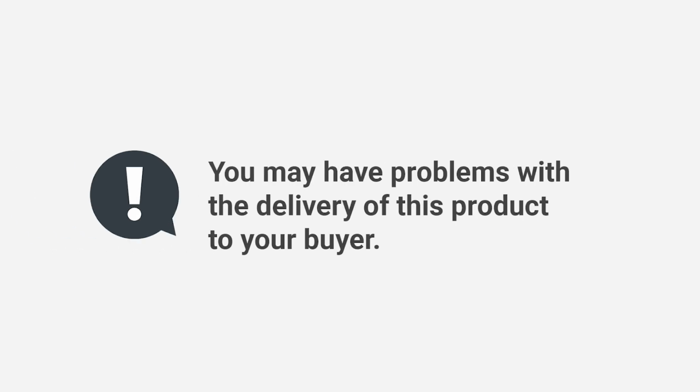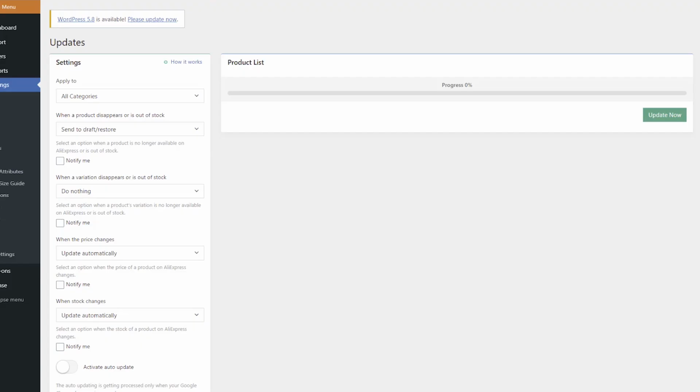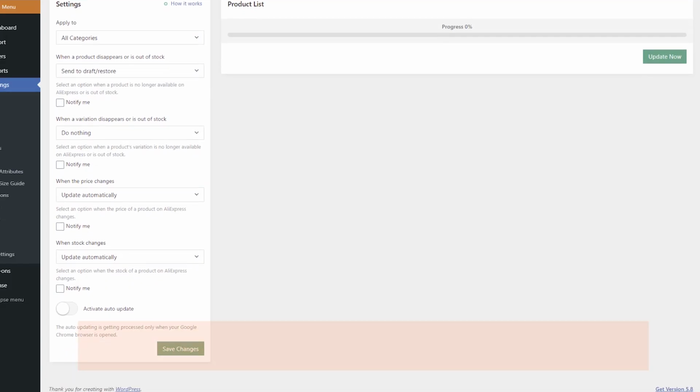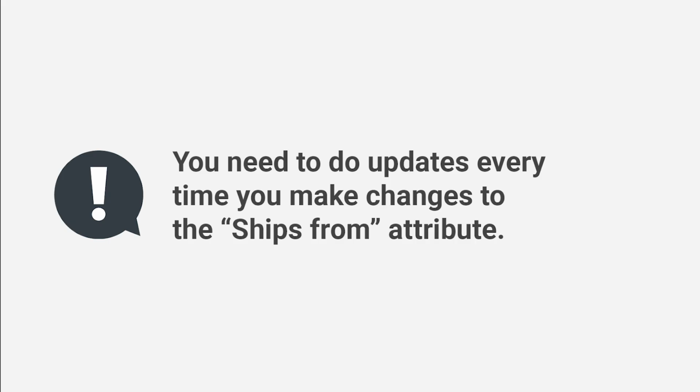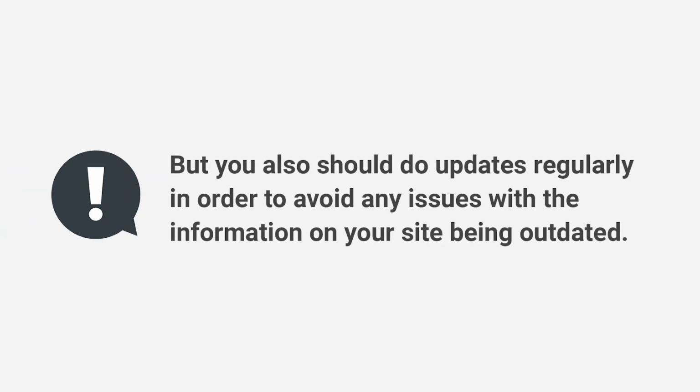So, if they order products that are out of stock, you may have problems with the delivery of this product to your buyer. To avoid such situations, we recommend updating products regularly. You can do this once a week, for example. So, as you can see, you need to do updates every time you make changes to the ships from attribute. But you also should do updates regularly even if you don't change the ships from attribute in order to avoid any issues with the information on your site being outdated.